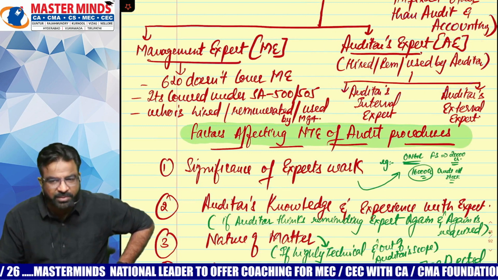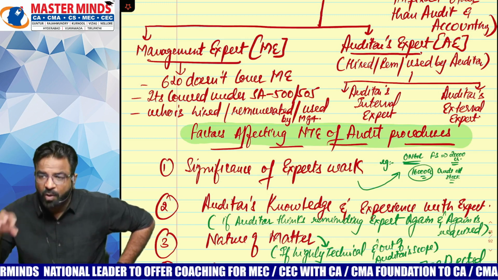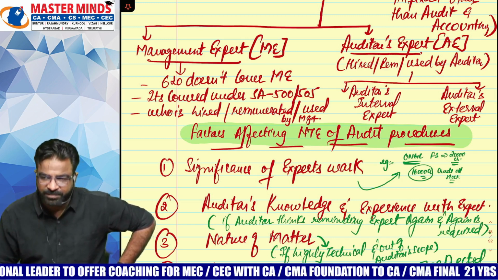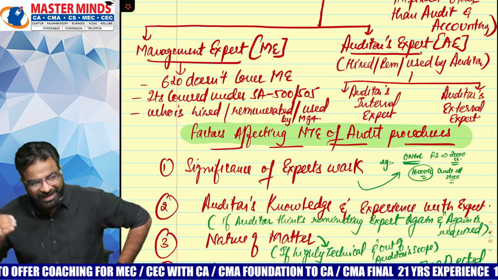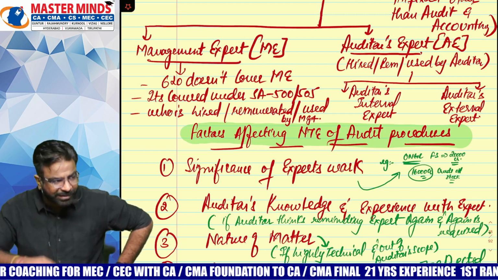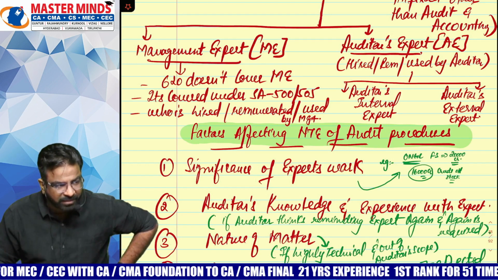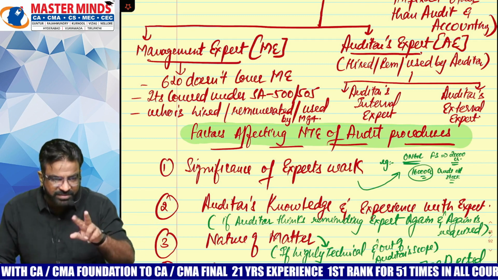Auditor's expert. So this standard is not on expert, this standard is on auditor's expert. In auditor's expert, again there are 2 types of experts: auditor's internal expert and auditor's external expert. Don't write internal auditor's expert or external auditor's expert, the meaning will change. Are you getting the point? So don't unnecessarily add the prefix and suffix on your own.